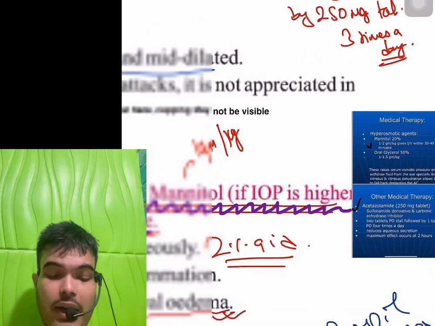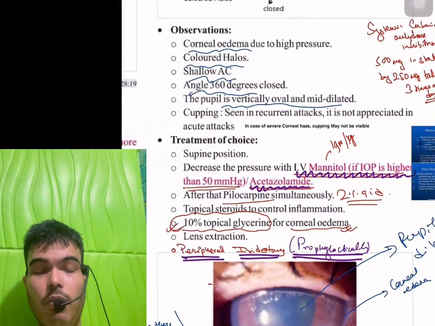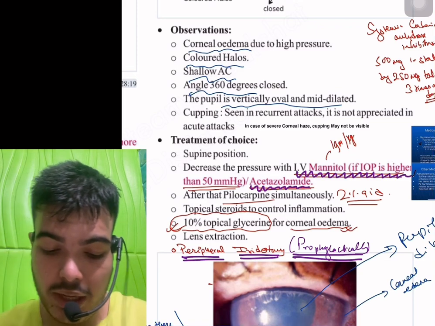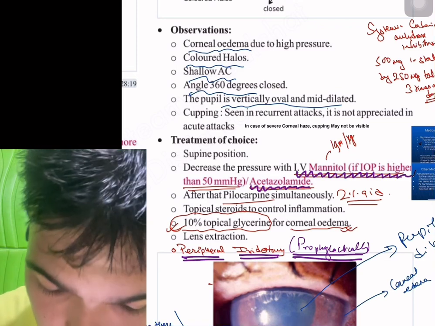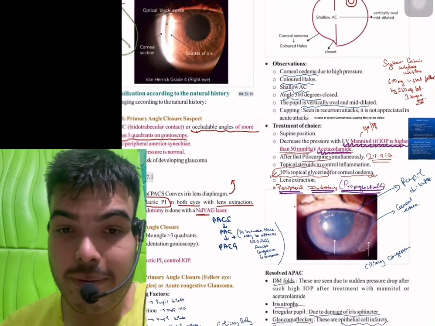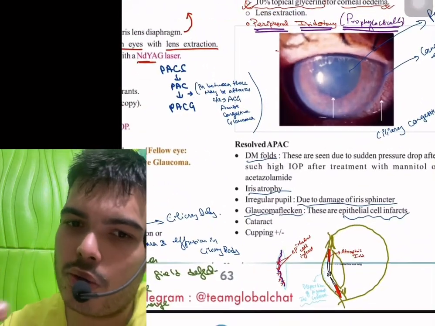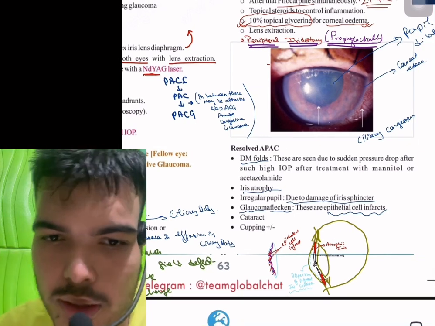If you give pilocarpine in initial circumstances, what will happen? There will be iris ischemia. Iris ischemia will be there. Don't give pilocarpine initially, okay? And next thing is resolved primary angle closure glaucoma. So what is resolved primary angle closure? That means you had a primary angle closure glaucoma. Now it's resolved. What will you have?